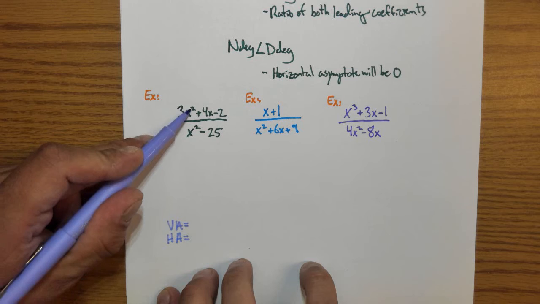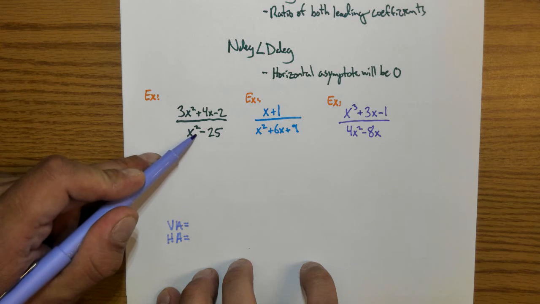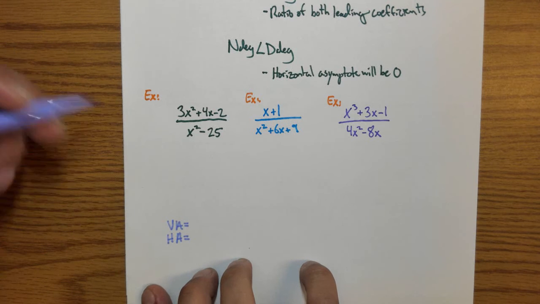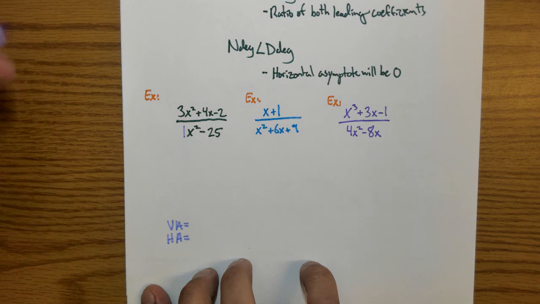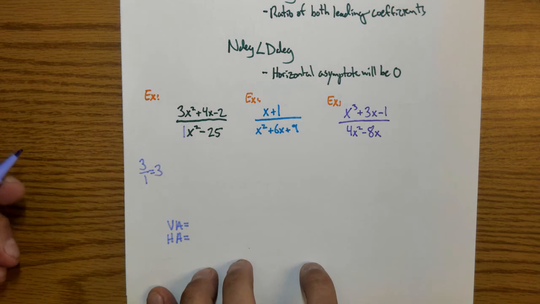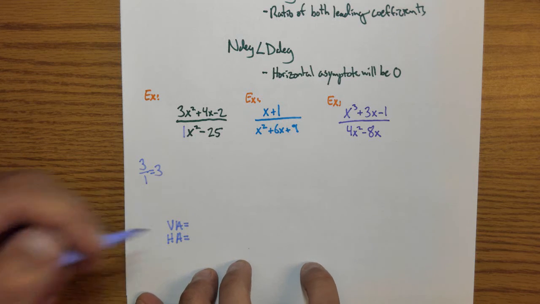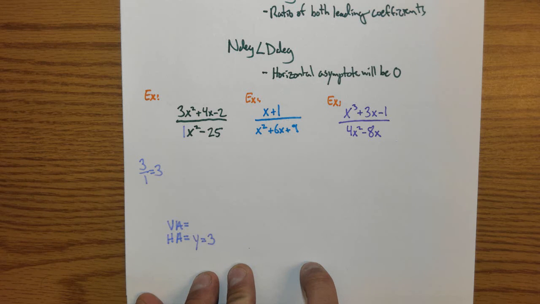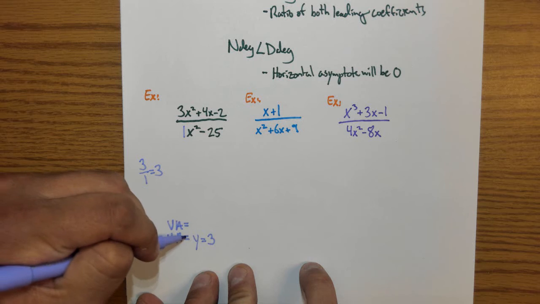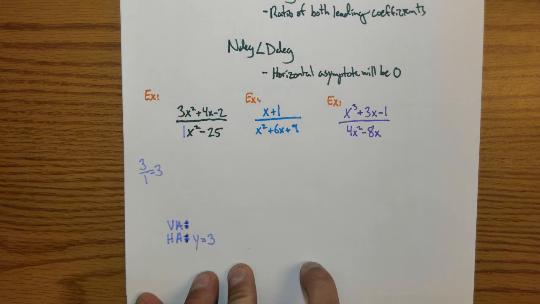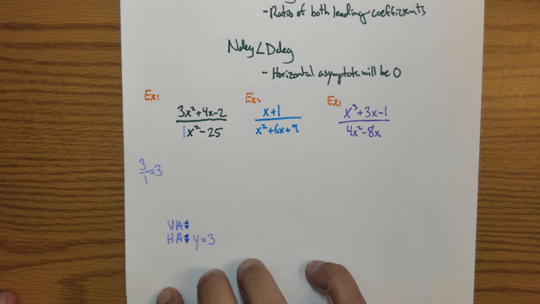Well, we see that the degrees of both are the same, so that means it'll be the ratio of both leading coefficients. And remember, there's no number here, just 1, so 3 over 1 is just 3. So our horizontal asymptote is y equals 3. Okay? I guess I should not put equals here, I should put the colons there. Okay, so we found the horizontal one, easy, right?